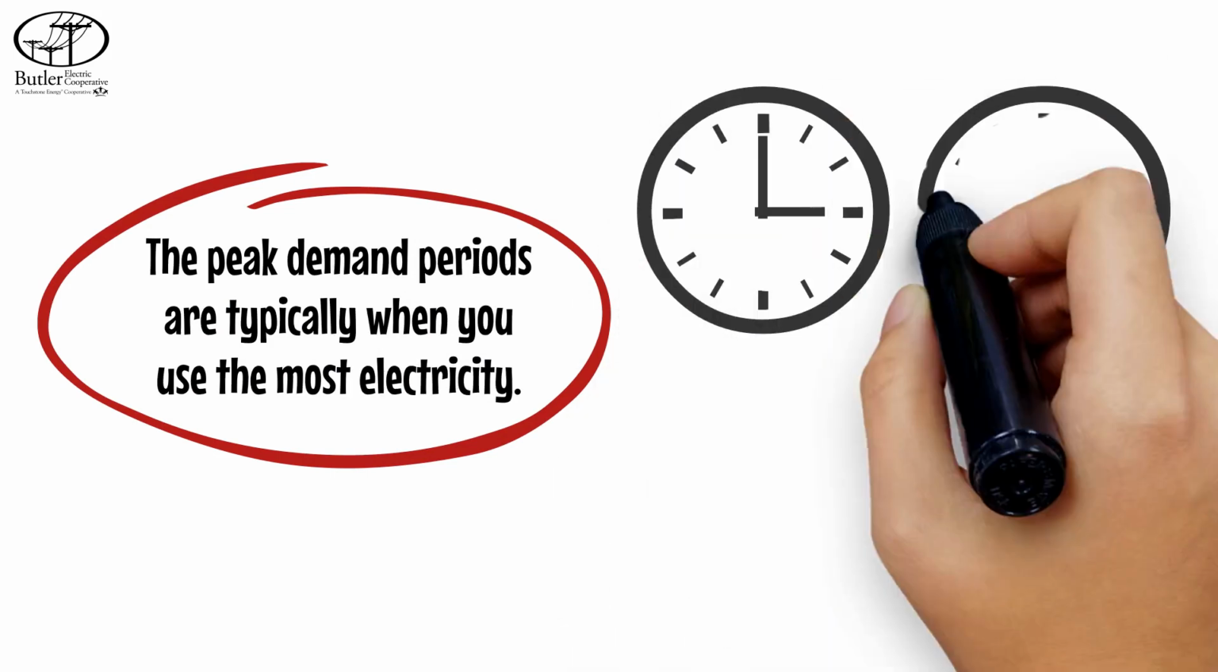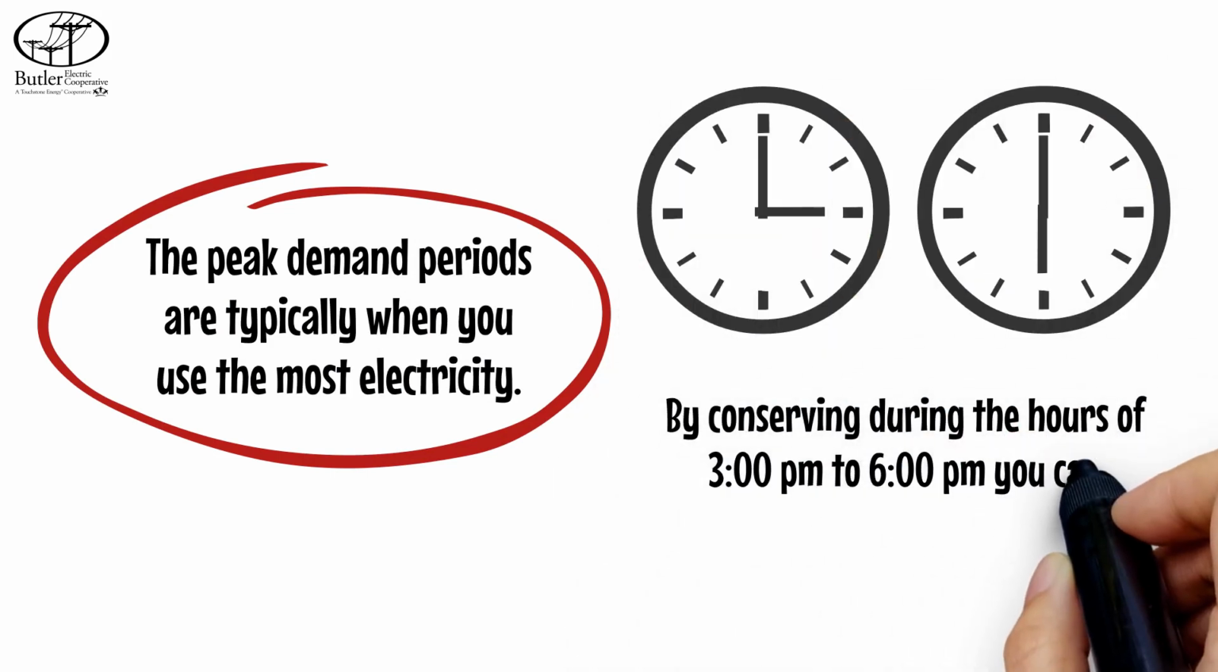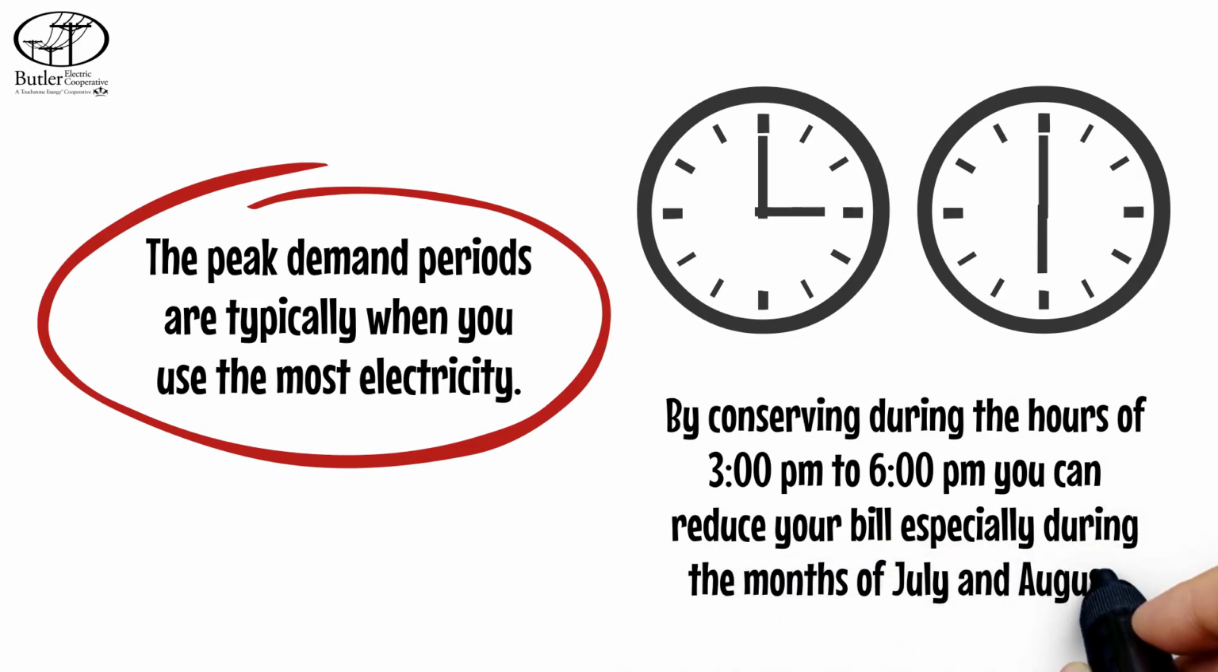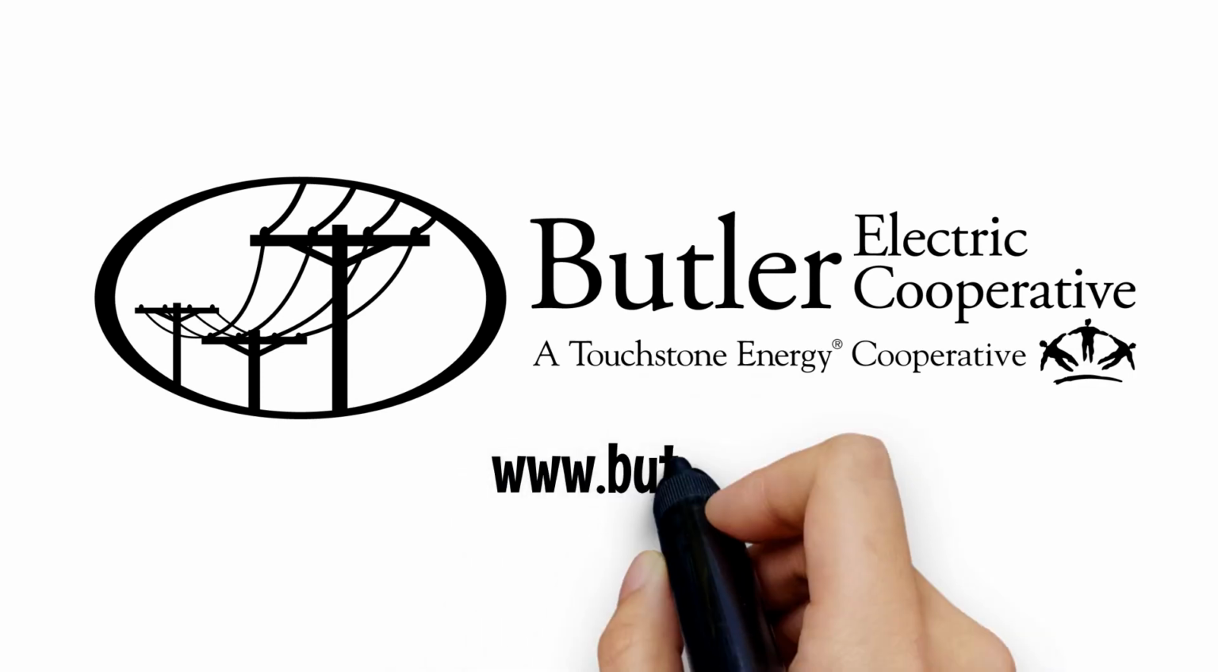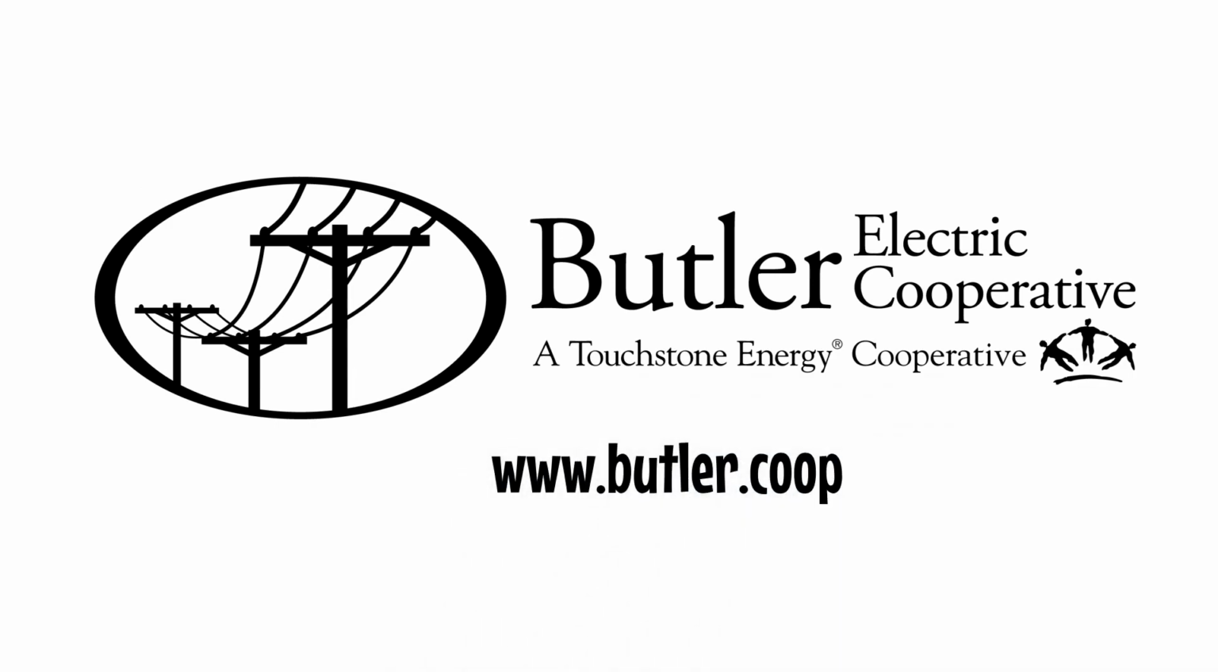Simply put, the peak demand periods are typically when you use the most electricity. By conserving during the hours of 3 to 6 p.m., you can reduce your bill, especially during the months of July and August. To learn more about how you can conserve energy and reduce your demand, visit our website at www.butler.coop.